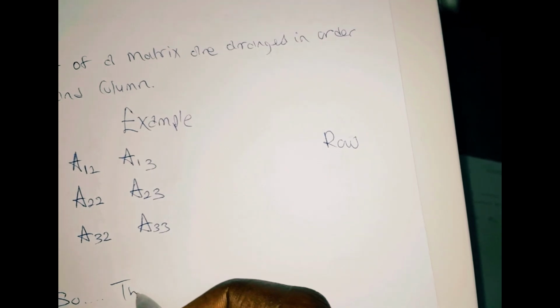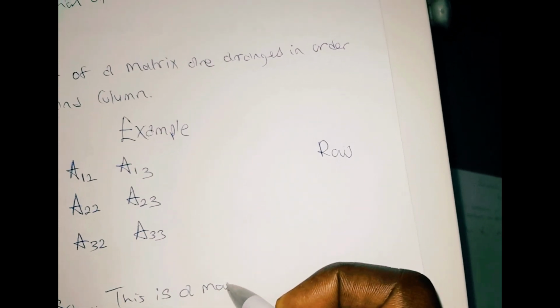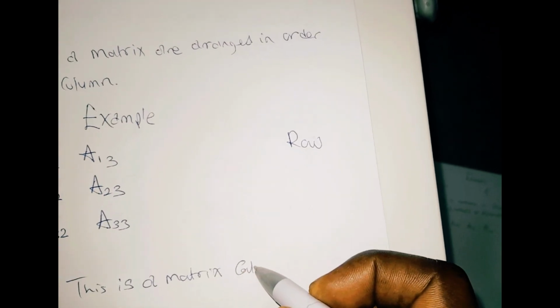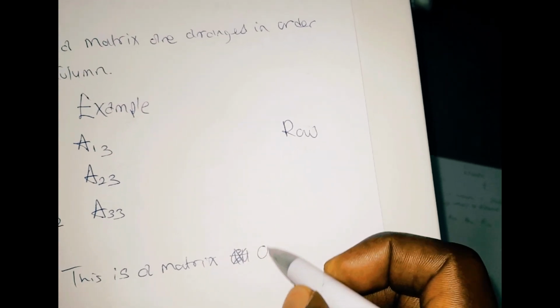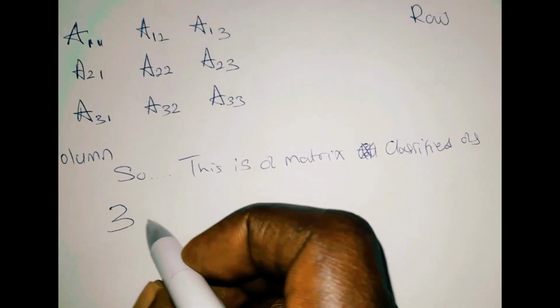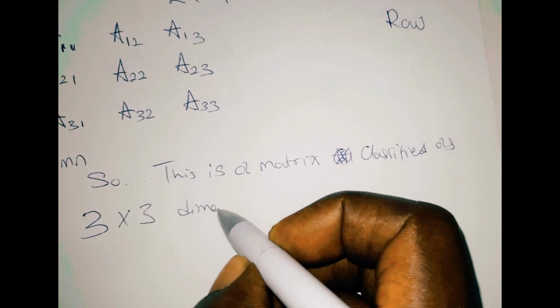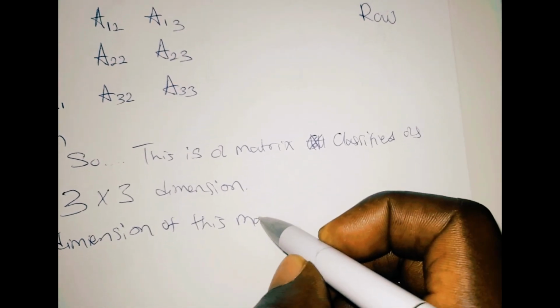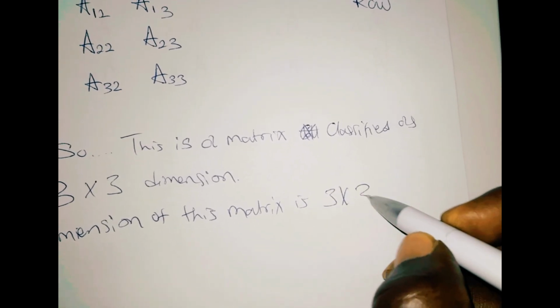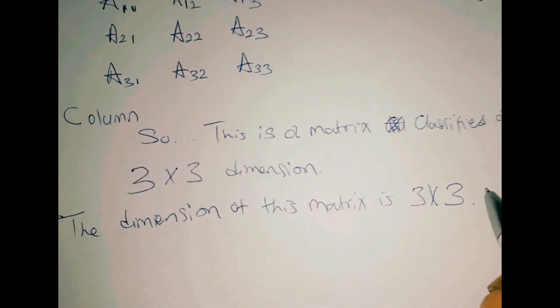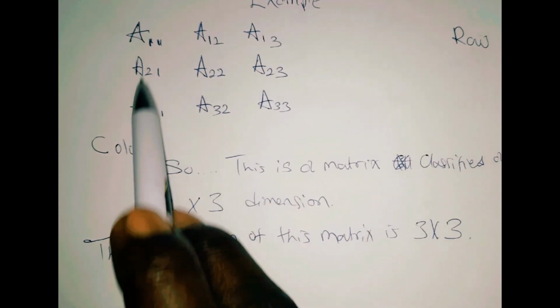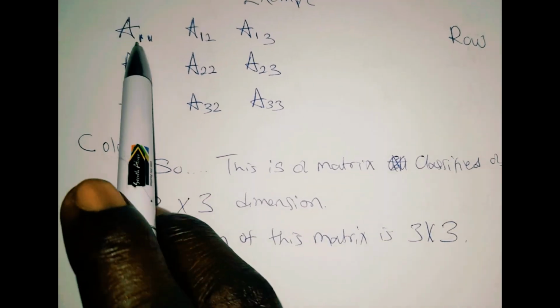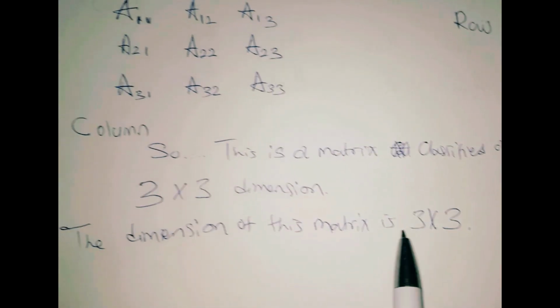So, this is a matrix classified as 3 by 3 dimension. The dimension of this matrix is 3 by 3. How do I mean 3 by 3? We have 3 rows, 3 columns. That makes the dimension a 3 by 3 matrix.